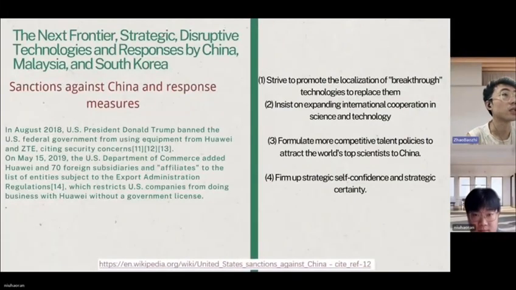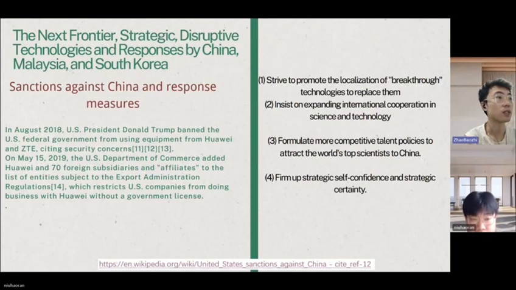This part is about China, Korea, and Malaysia's impact and response. The first one is China's response and impact. In August 2018, U.S. President Trump banned the U.S. federal government from using equipment from Huawei and ZTE, citing security concerns. On May 15, 2019, the U.S. Department of Commerce added Huawei and 70 foreign subsidiaries and affiliates to the list of entities subject to the export administration regulations, which restricts U.S.